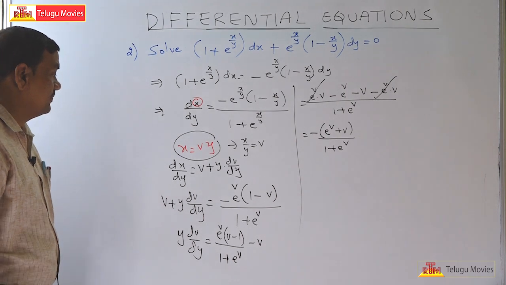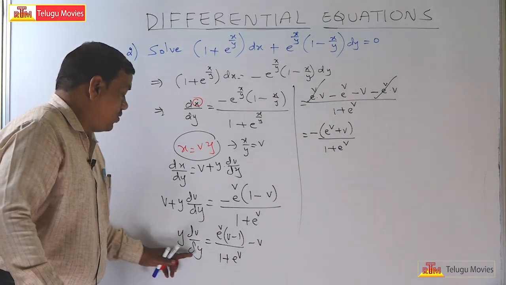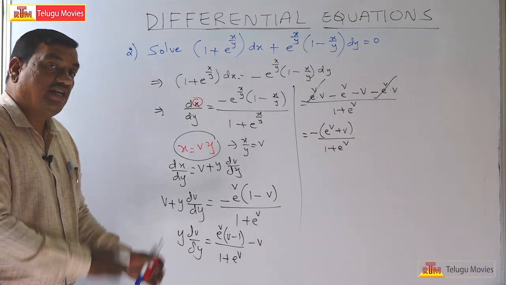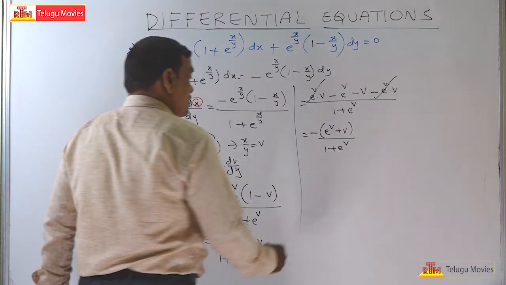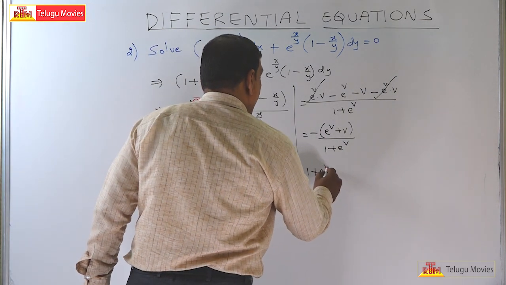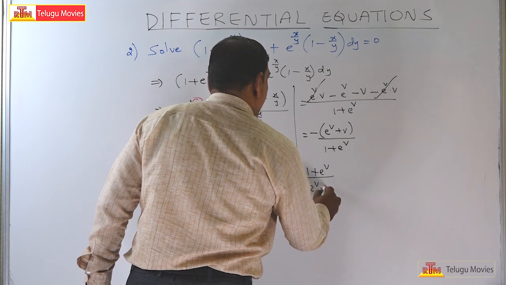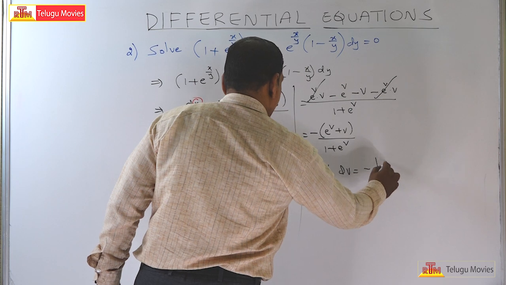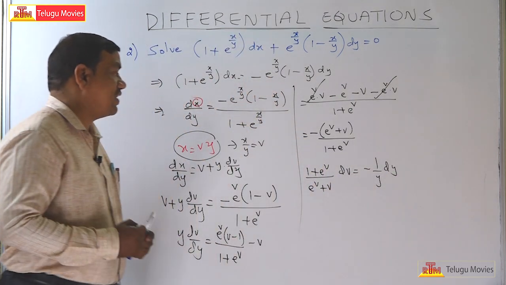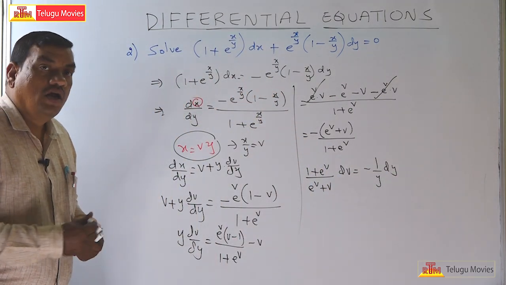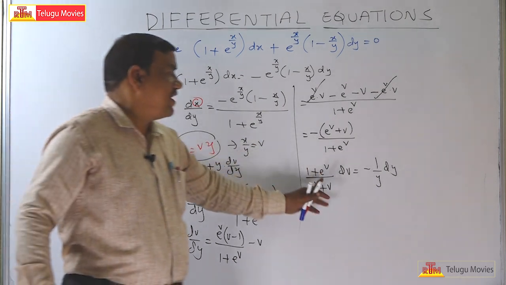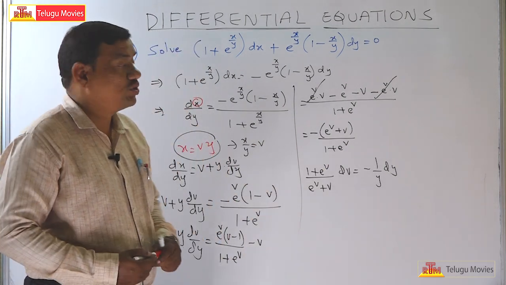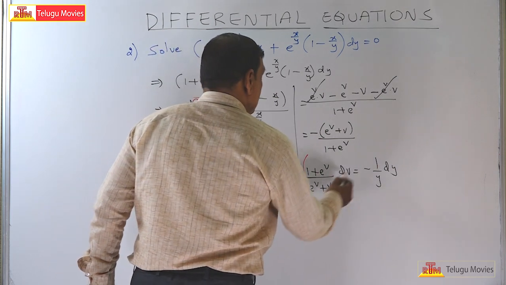Now take all y terms to one side and v terms to the other side. Let us see what happens. So 1 plus e power v by e power v plus v dv is equal to minus 1 by y dy. Now this is in the variable separable form, so let us integrate on both sides.